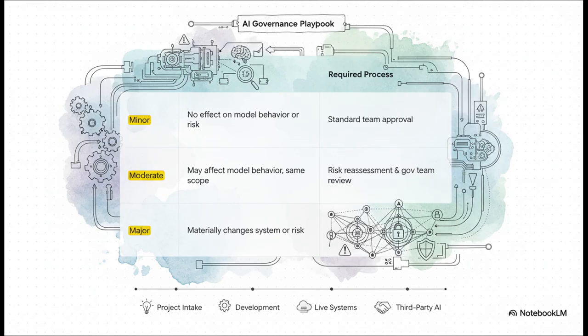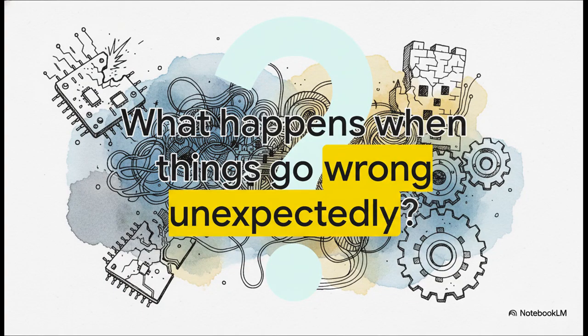A tiny bug fix that doesn't change anything, the local team can approve that, no problem. But what if you're making a major change that really alters how the model behaves? Well, that needs to be treated just like a brand new system, with a full-blown governance assessment. It's the only way to make sure something risky doesn't slip through the cracks. So that takes care of the changes you plan for.